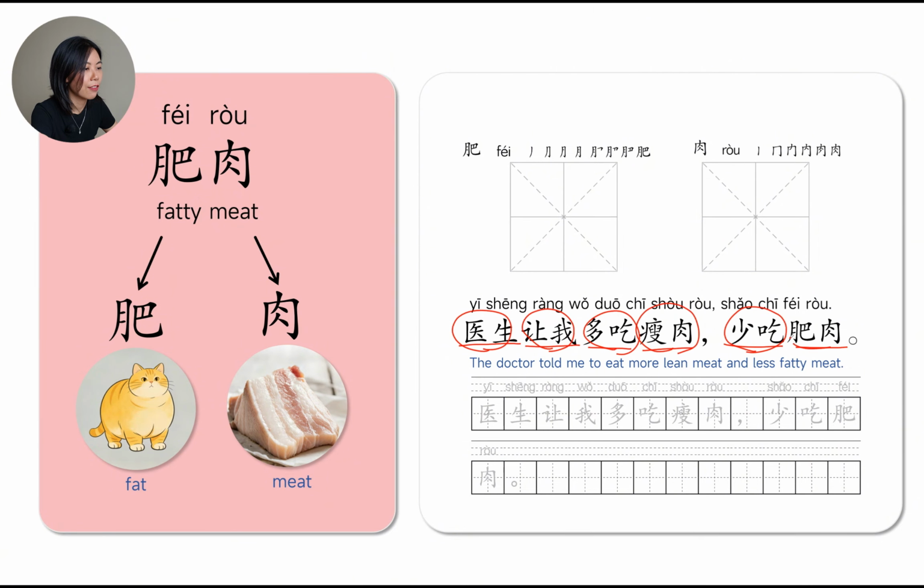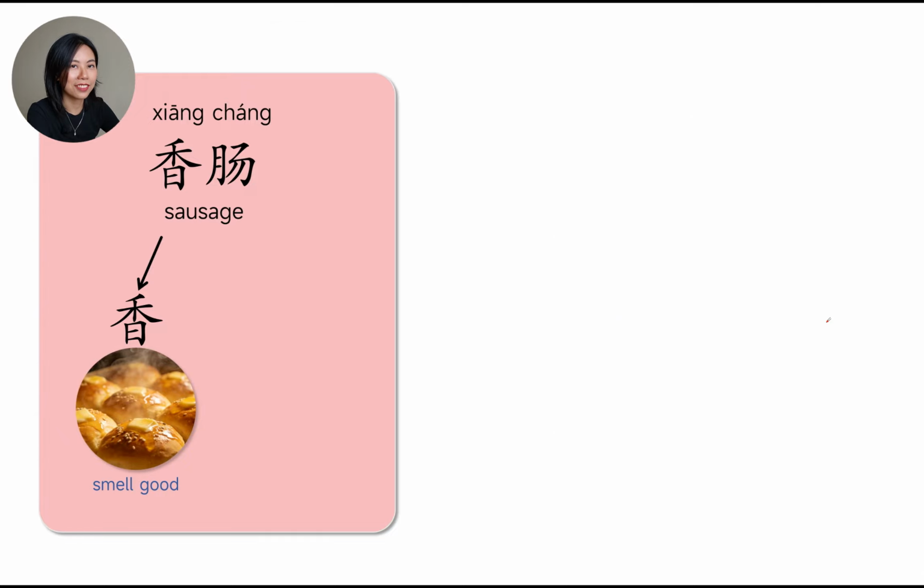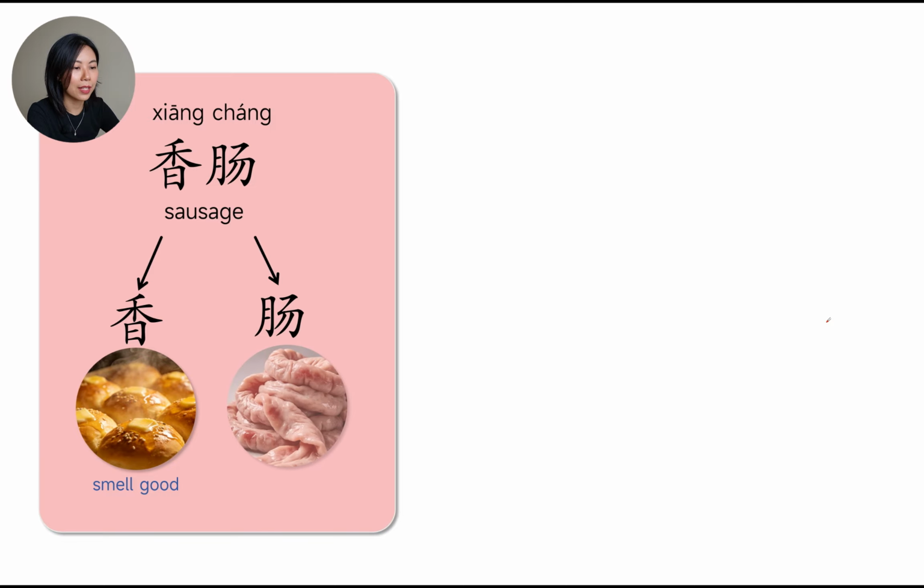Eat less fatty meat. 下一个, the next one and the last one. 香肠 is the sausage. The 香 means smell good. The 肠 means intestines. Yeah, you know, the old traditional way to make a sausage is to put the meat into the intestines to make the sausage, and the sausage smells so good.